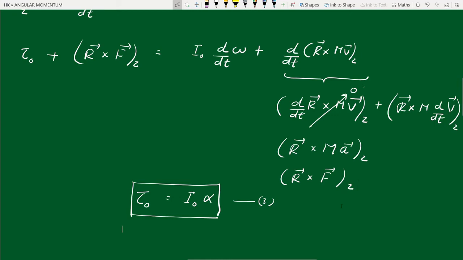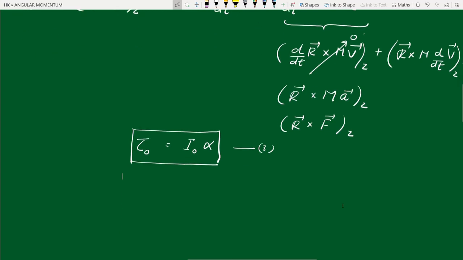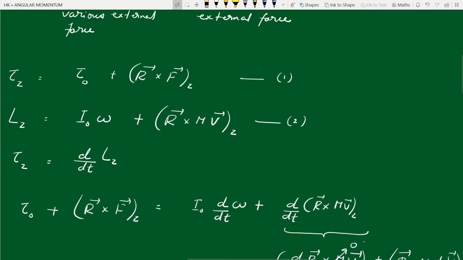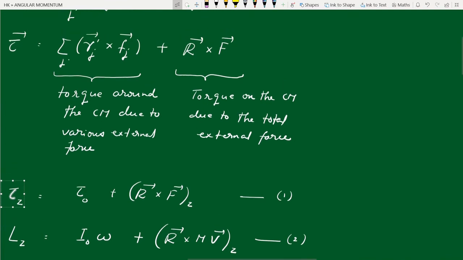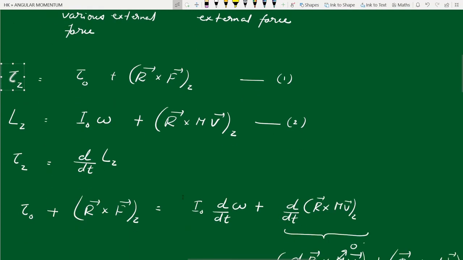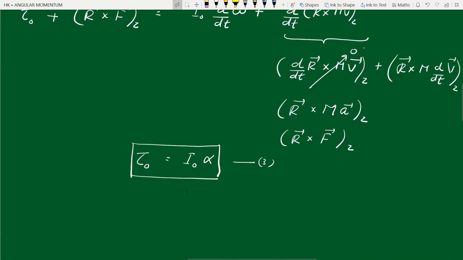This equation is nothing new. In translational motion, we know that this equation is equivalent to force equals mass into acceleration. So this is the idea. Basically, look at equation 1. The total torque we can write as two terms: torque around the center of mass due to various external forces, plus torque on the center of mass due to the total external force. Equating with the rate of change of angular momentum, we get this result: torque about the center of mass is equal to the moment of inertia about the center of mass times the angular acceleration of the body.